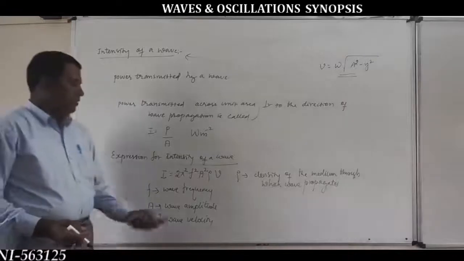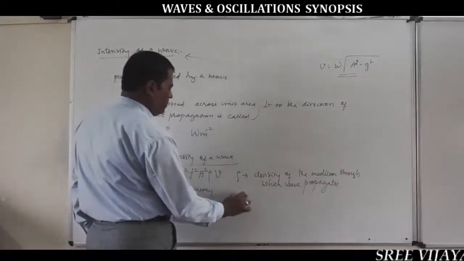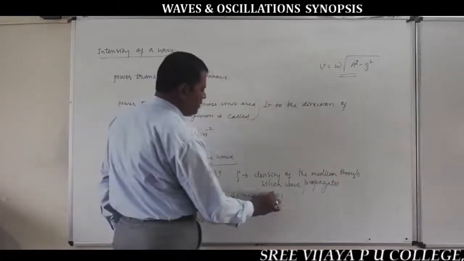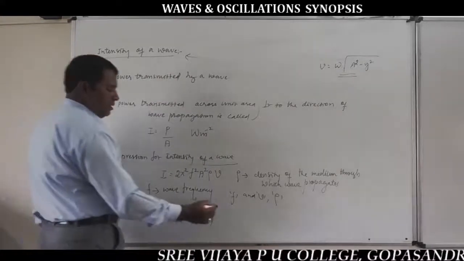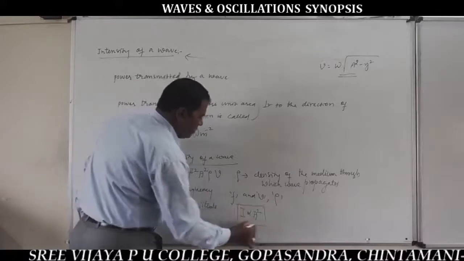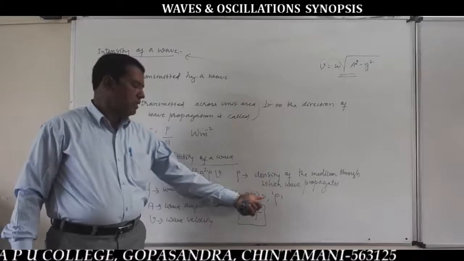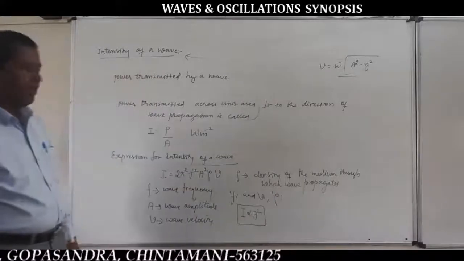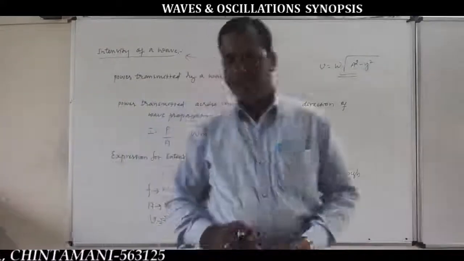For a given wave, f and v are constant, and for a given material medium, density is constant. Therefore, intensity of a wave is proportional to the square of the amplitude. Intensity varies directly with the square of the amplitude.